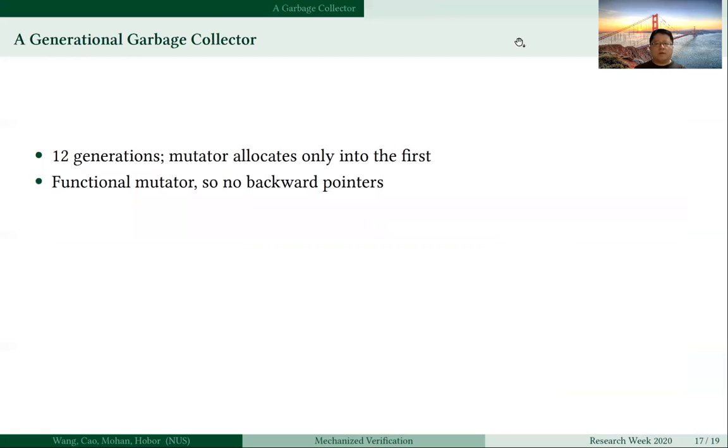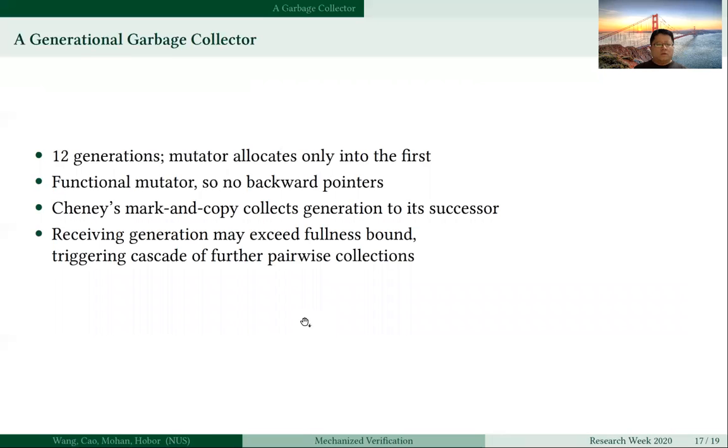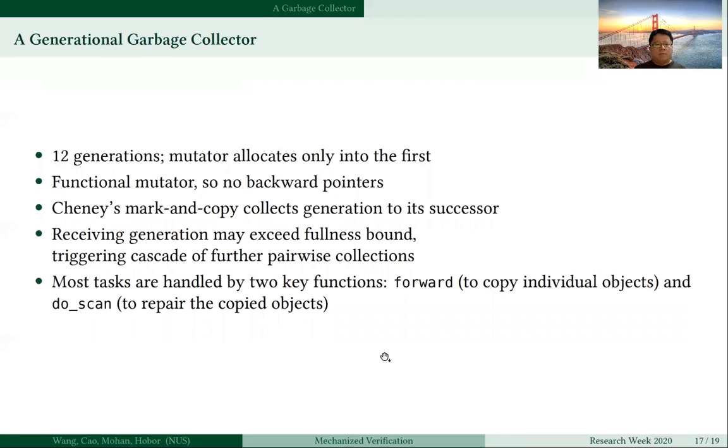In the rest of the time, I will briefly discuss the generational garbage collector. It contains 12 generations, and it's for functional programs, so there are no backward pointers. This garbage collector uses Cheney's copying algorithm, which will trigger a cascade of further pairwise collections once a receiving generation exceeds its fullness. Most tasks are handled by two key functions, forward and do_scan.